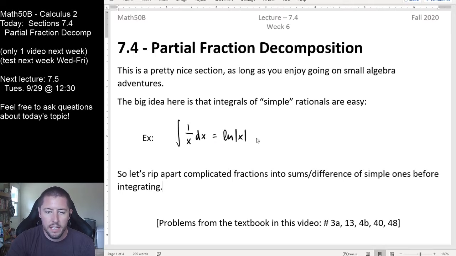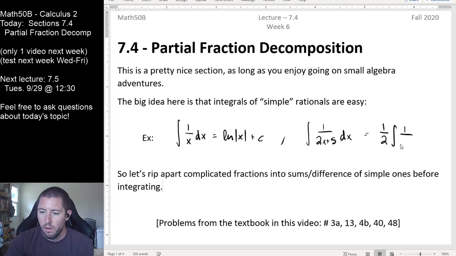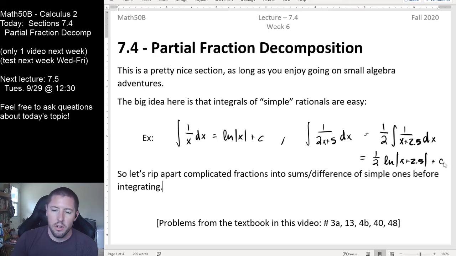That's really easy. And even if we get some slightly more complicated things, I can still do things like the integral of 1 over 2x plus 5 dx. I can still pretty easily think of this as factoring out 2. So 1 half the integral of 1 over x plus 2.5 dx. And that's going to leave us with 1 half natural log of x plus 2.5 plus c. So pretty simple here.